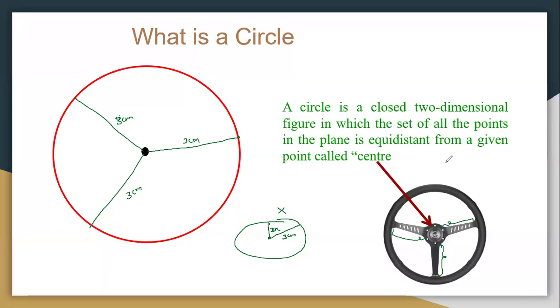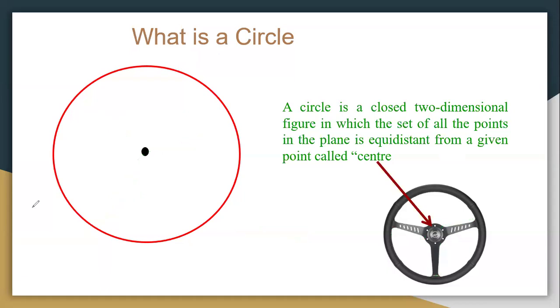So always, for you to determine whether something is a circle, look at the distance from the center to the circumference. The moment you find that that distance is the same, then it means that that one is a circle. Are we together? Are we good to move on? You can let me know in the chat whether yes or no. Are we on the same page?